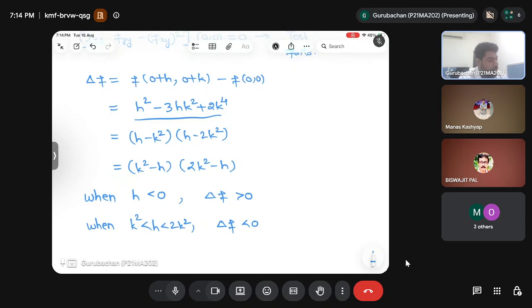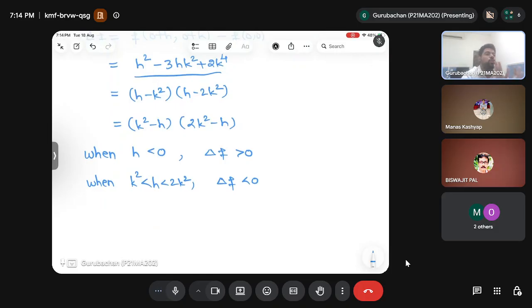Any doubt? Yes, sir. So obviously you are not able to fix what the behavior will be around 0, 0, I mean any fixed behavior. Either it should be negative for the whole neighborhood, or it should be positive, but it is changing its behavior. That is the meaning of a saddle point, that it is not stable. So 0, 0 is a saddle point of f.